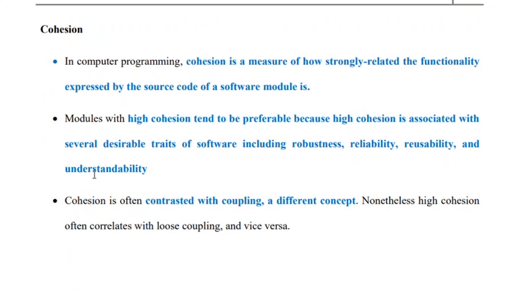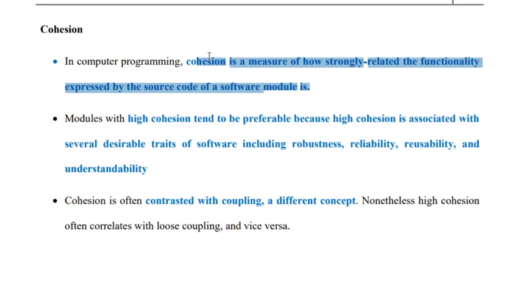Now let us move on to cohesion. As I've said, in case of computational science, cohesion basically refers to the functional strength of a module. How functionally sound a module is in exhibiting behavior pertaining to the module, right? So cohesion is the measure of how strongly related the functionality expressed in the source code of a software module is. Now, a module is implemented as a collection of functions, right? Where module has their own local data structure, right?